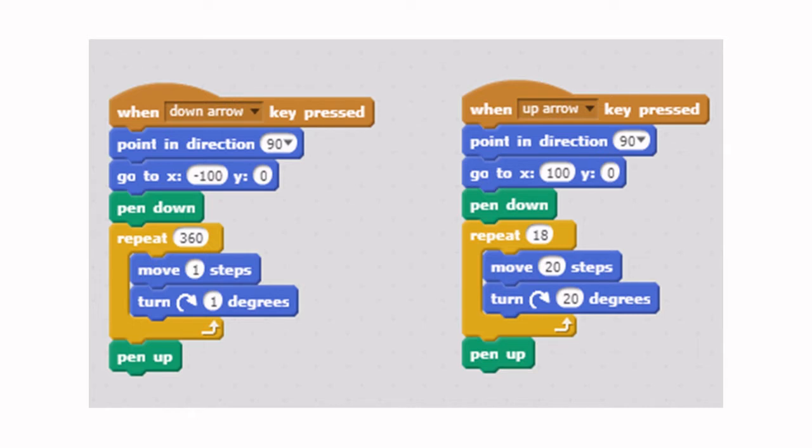Here is another example using Scratch. Let's assume that we would like to draw a circle on the screen. Here are two different algorithms to do just that. Just take a moment to see how they are different. Can you spot that?